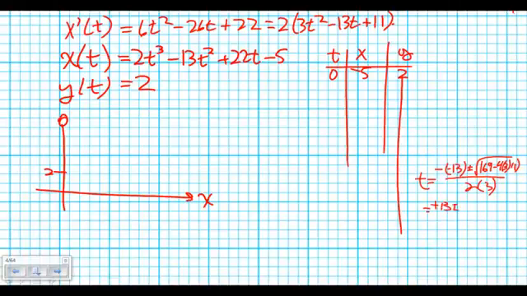13 plus or minus, 4 times 3 is 12. 12 times 11 is 132. So this is 169 minus 132, 37. Square root of 37 over 6.